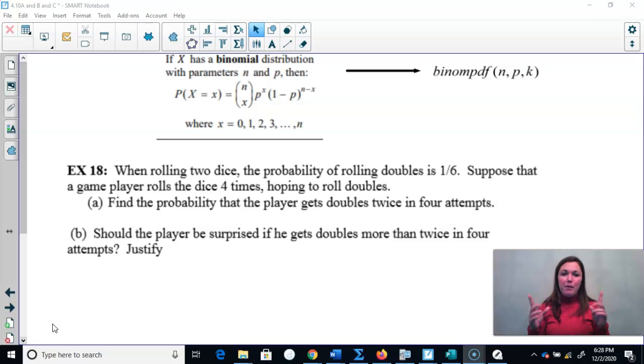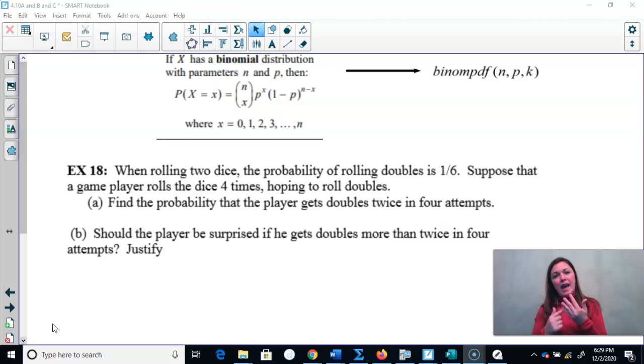All right, now, example 18. When rolling two dice, the probability of rolling doubles is 1/6. Suppose a game player rolls the dice 4 times, hoping to roll doubles. Find the probability that the player gets doubles twice in 4 attempts. Let's just talk about that binomial setting or that binomial distribution that we have. Is it a binomial setting?